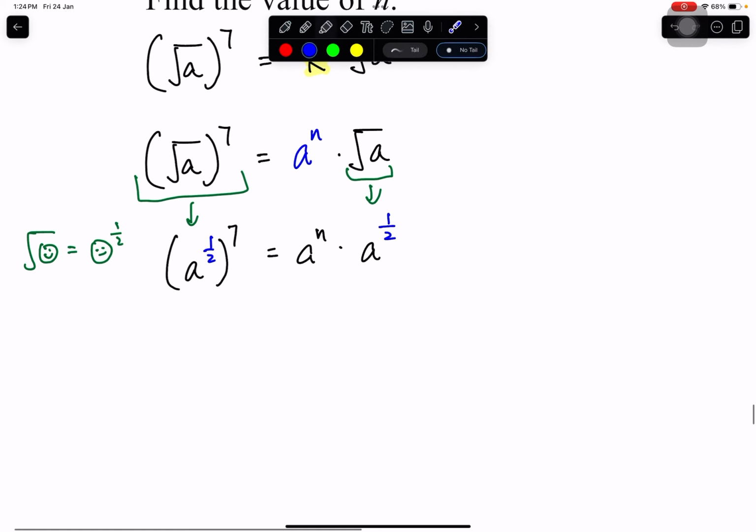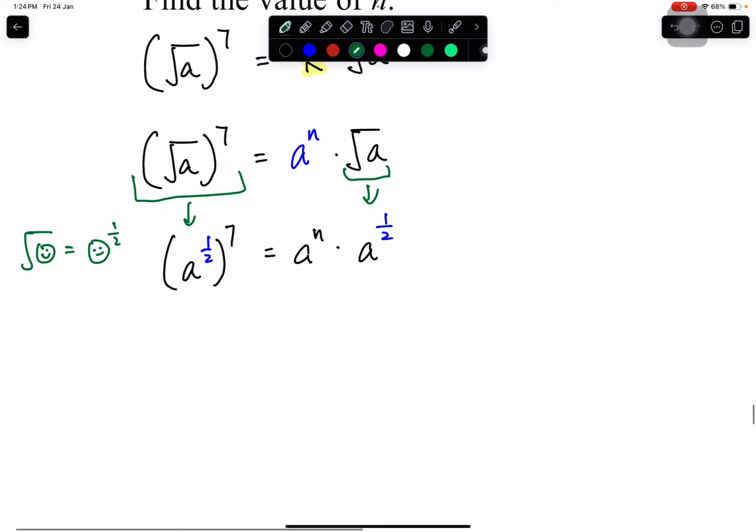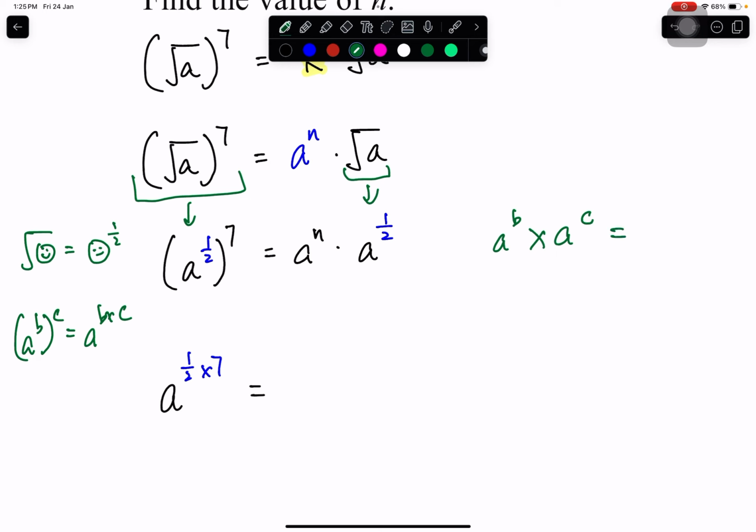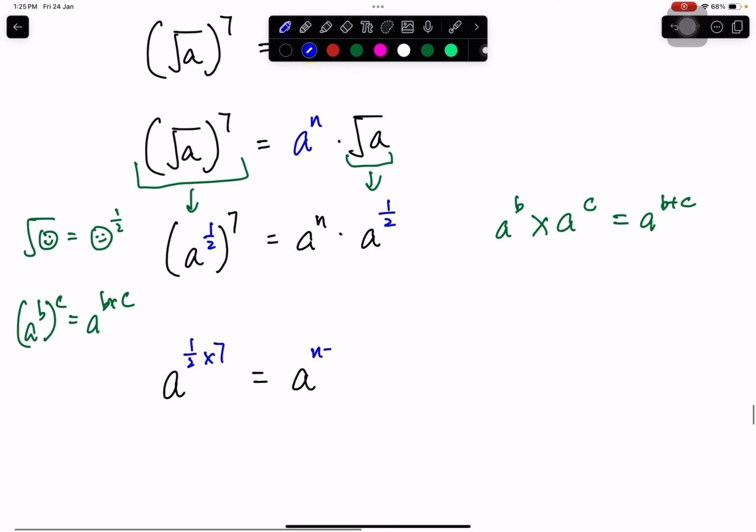Then the next thing is, on the left hand side, we have to use the power of the power. A to the power of b to the power of c is a to the power of b times c. So the left hand side, we're going to have a to the power of half times the 7, right? Because it's power of the power. Then on the right hand side, you will have a to the power of b times a to the power of c, which is a to the power of b plus c at the top. So you have a to the power of n plus 1 over 2.